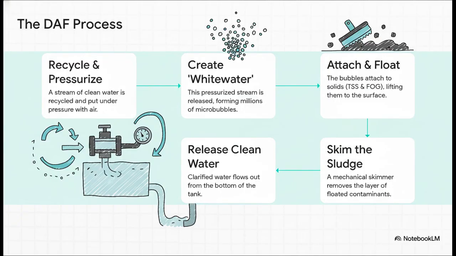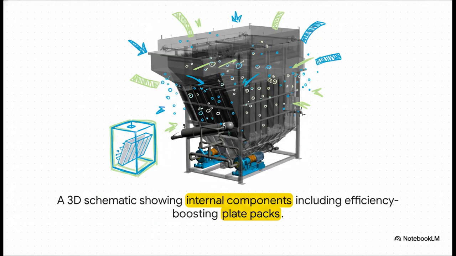It's really this beautiful five-step dance. First, a small stream of already clean water is recycled and put under a whole lot of pressure with air. Then, and this is the magic, when that pressurized stream is released into the main tank, the sudden pressure drop creates what's called white water. It's millions upon millions of microbubbles. These bubbles are the key. They grab onto all the solids and grease, floating everything to the top. From there, a mechanical skimmer just scrapes that layer of sludge right off, letting the clean water flow out from the bottom. Simple, right? And this schematic here shows you what's going on inside.